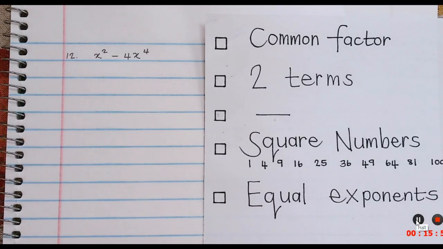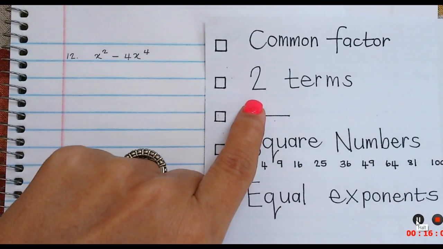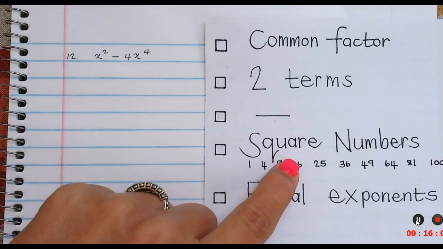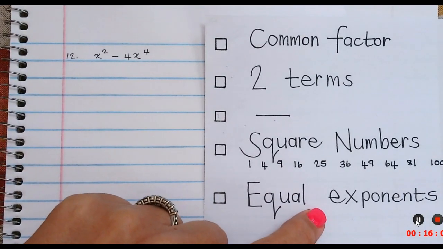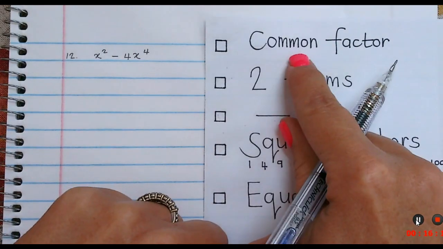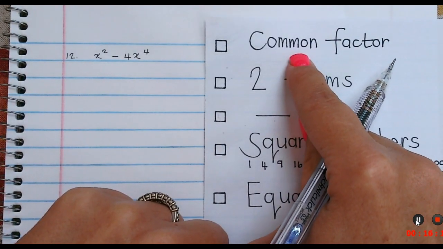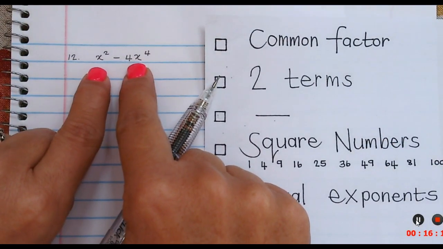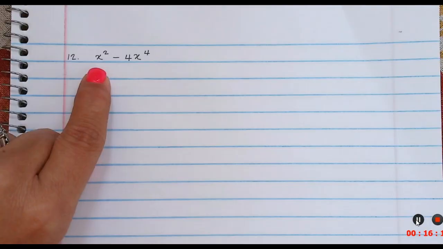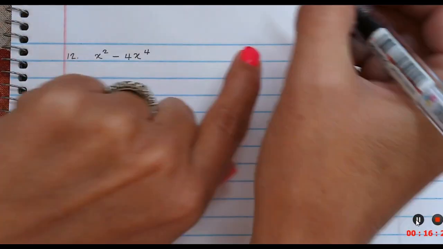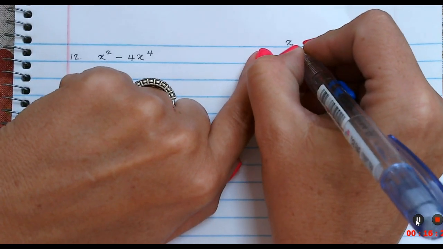B12. Please be very vigilant, because these are two terms. There's a negative. 4 is a square number, and both of the variables have equal exponents. We can never skip the first tick box. So I'm going to look for a common factor between those two, which now is going to be x squared.